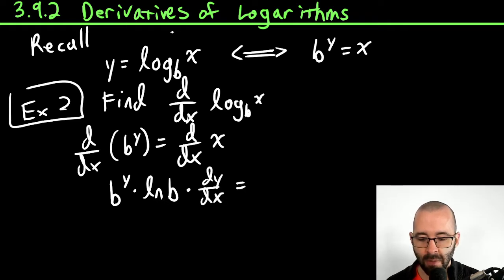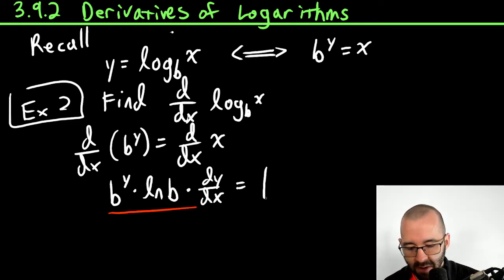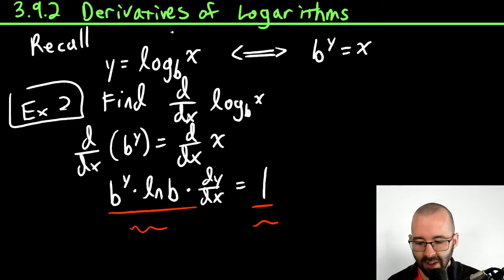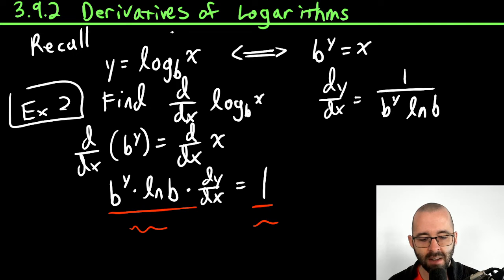Implicit differentiation, 3.7. And now we multiply that by the derivative of the right-hand side, which is really nice. And we're almost done. We're looking for the derivative of y with respect to x. So all we have to do is just divide this stuff over. I don't even feel like writing it. And we get dy dx equals 1 over b to the y times ln b. And you might say, sweet, we're done.